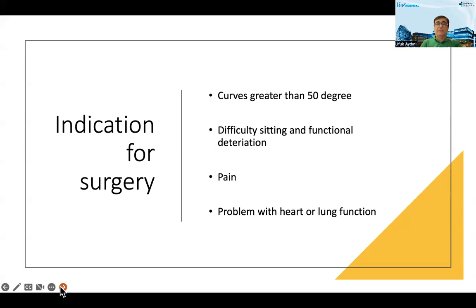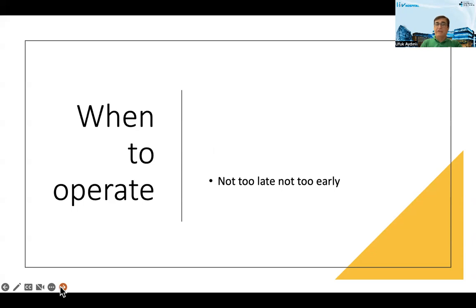So indications for surgery: curves greater than 50 degrees, difficulties sitting and functioning, pain, and problems with heart and lung function. When to operate is a real issue. I will say not too late, not too early, but you can ask me what that means. This is a kind of experience: you should perform the surgery not before the patient starts to have trouble with pulmonary or heart functions and also sitting problems, but not as early as while they still need growth.